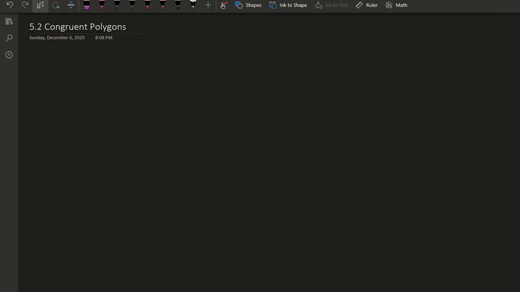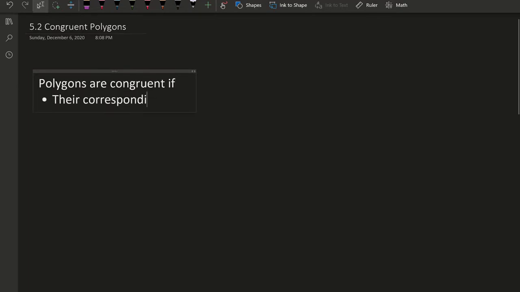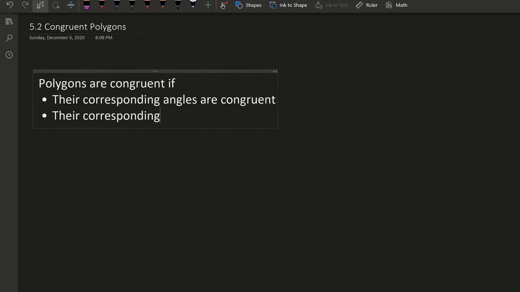Today we're going to start on section 5.2 on congruent polygons. So the first thing that we're going to talk about is what does it mean for two polygons to be congruent? Polygons are congruent if their corresponding angles are congruent and their corresponding sides are congruent.